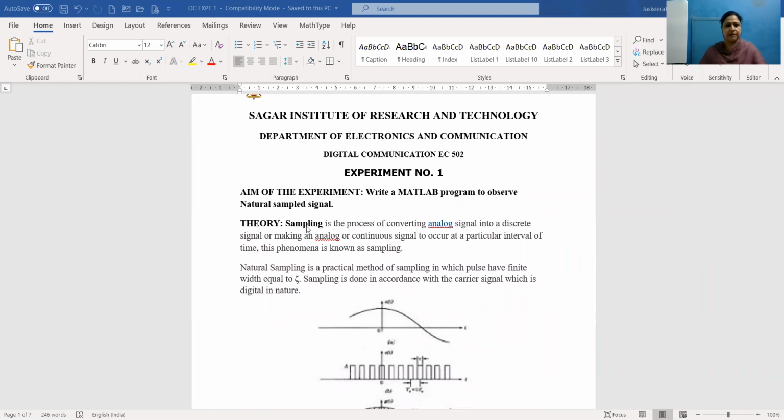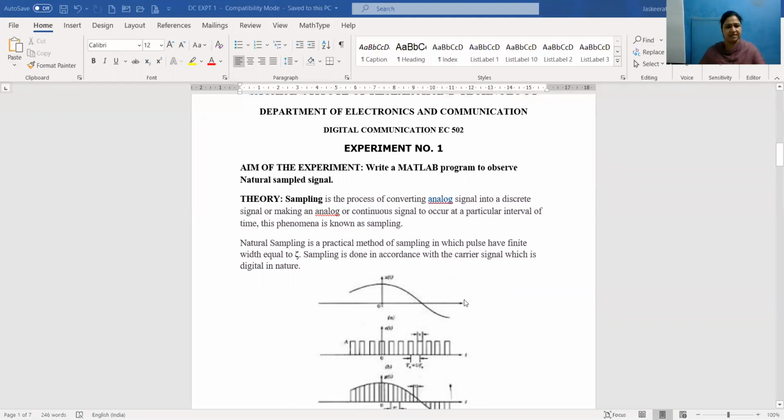Now the theory. Here, first thing, the sampling. Sampling is the process of converting analog signal into a discrete time signal. Now, there are two types of sampling, natural sampling and flat top sampling. Natural sampling is a practical method of sampling in which pulses have finite width equal to tau.